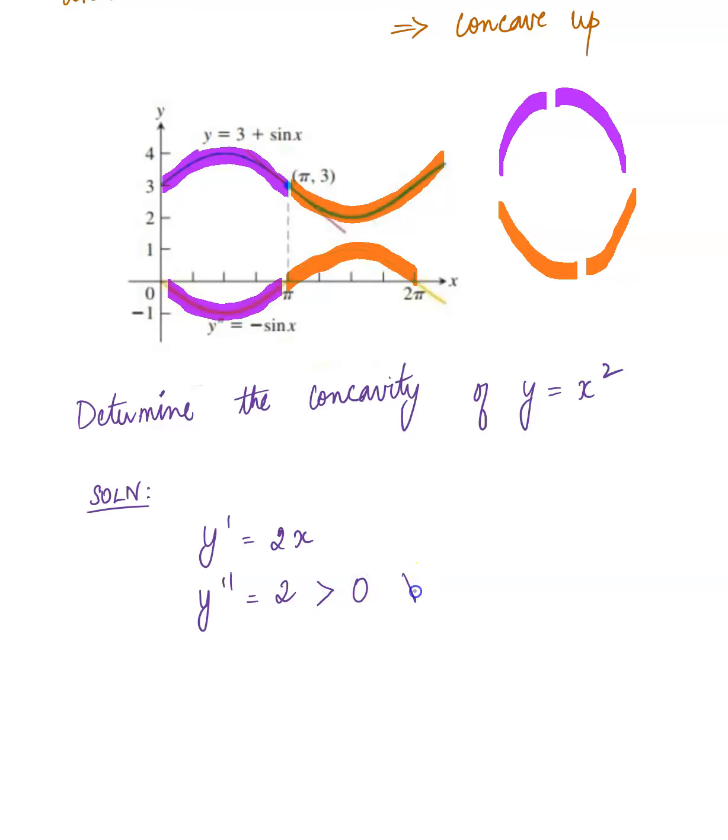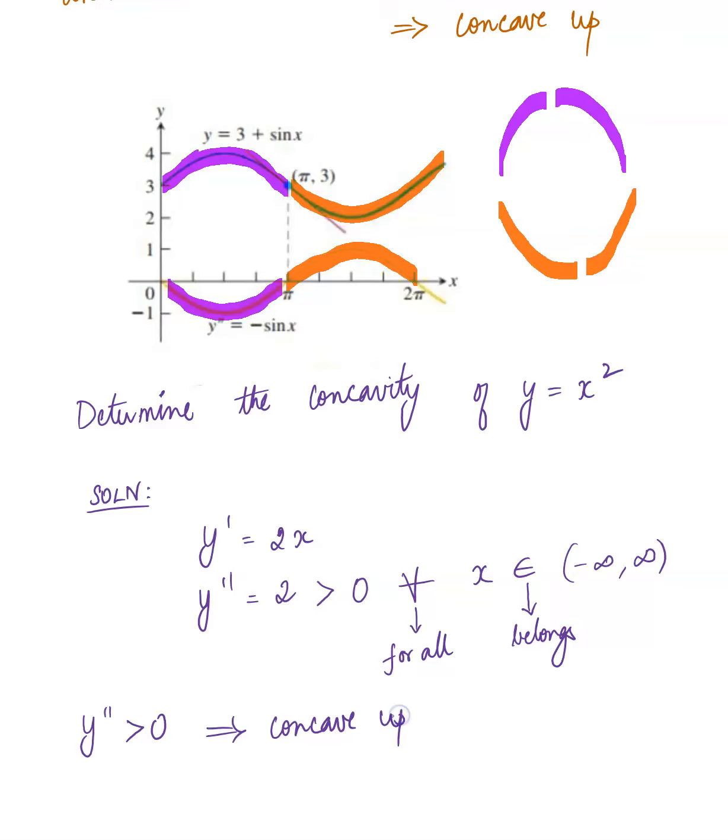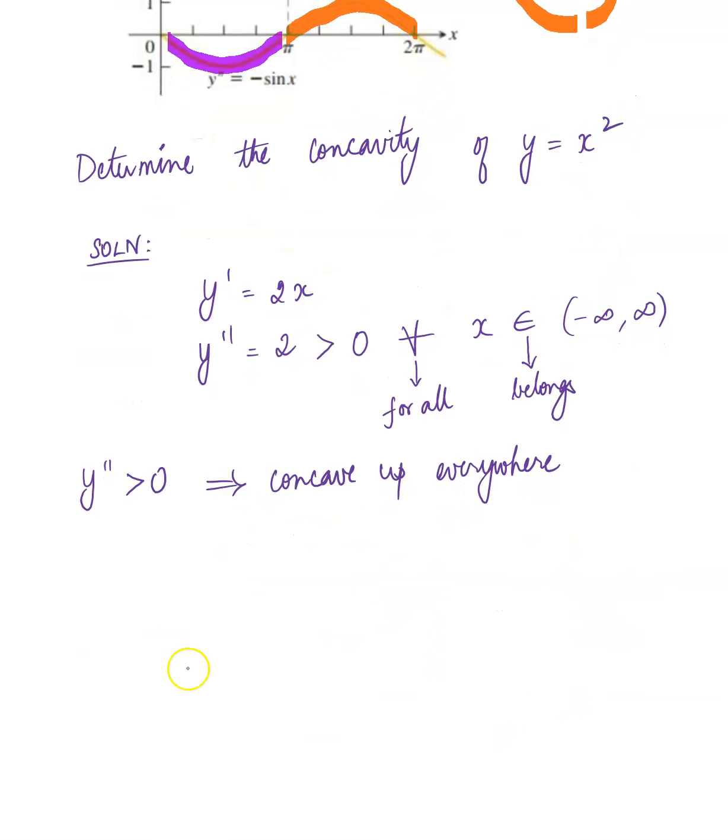Okay. And this is true for all, remember that symbol? For all x that belongs to the entire domain, right? No matter what your x is, for all x's, y double prime is positive. If y double prime is positive, it implies that it's concave up. Concave up where? Concave up everywhere. So what does it mean? That means when you draw the graph, right? Your graph will be always pointing up. Put that in.